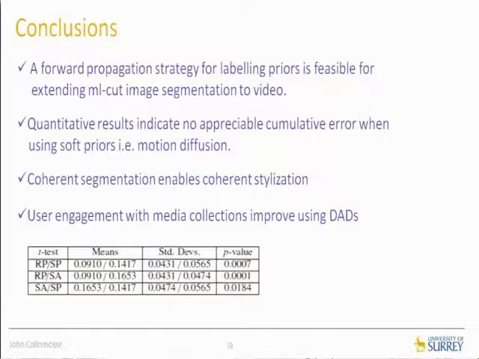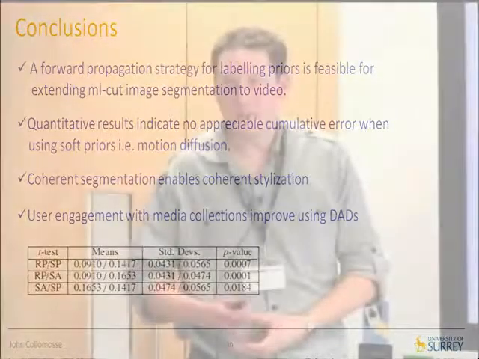From that part of the work, we can see that although we've adopted a forward propagation strategy for these labeling priors, by extending this initial idea of the hard assignment to a soft assignment with motion diffusion, we don't have the kind of accumulation of error that we might expect such an approach to have over time, and also that the algorithm performed competitively relative to the other algorithms that I showed you. And we've also shown that coherent video segmentation can be applied to the computer graphics problem of artistic stylization.